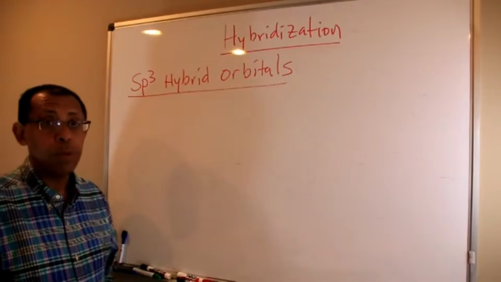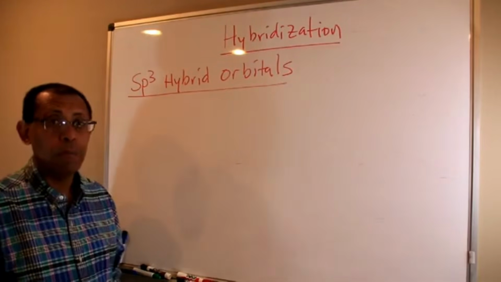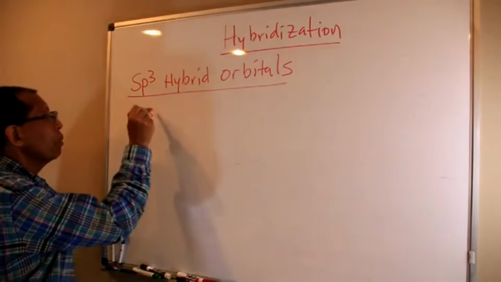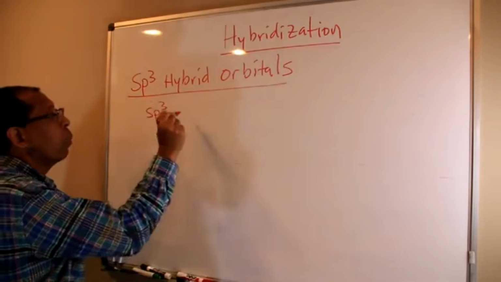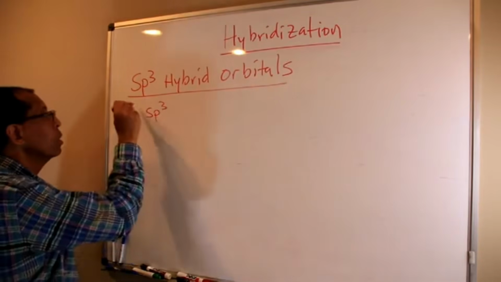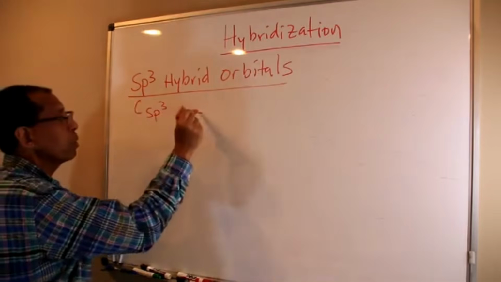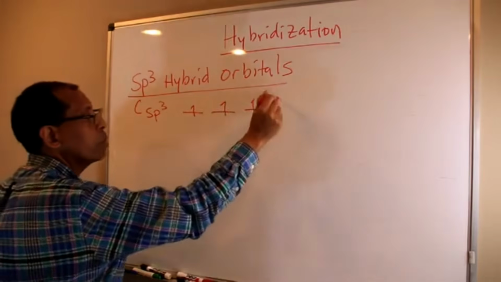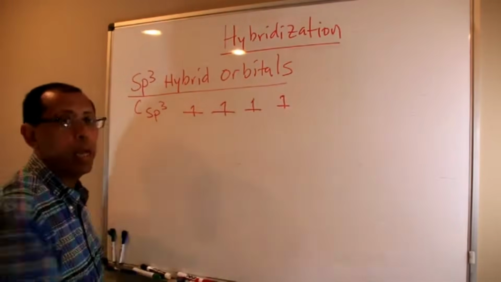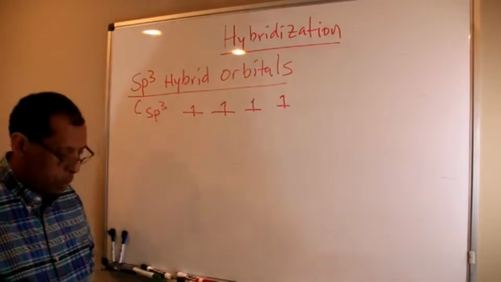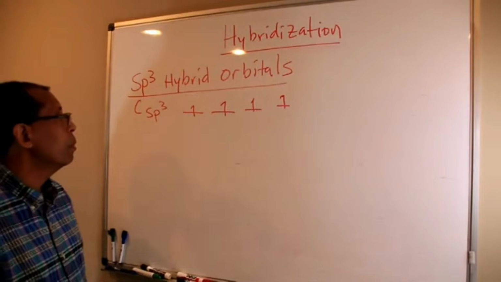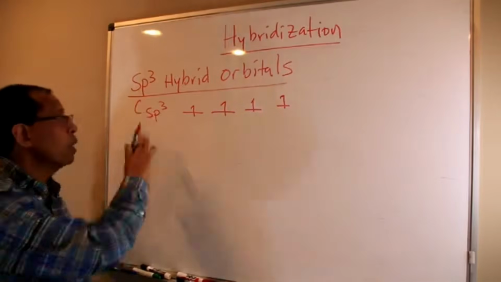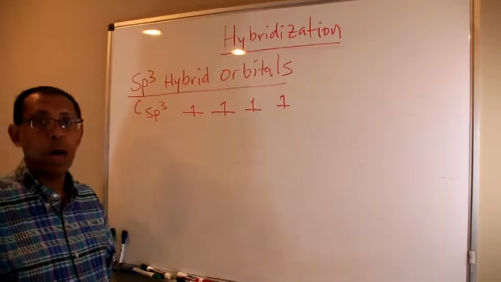Now we have the sp3 hybrid orbitals that are equivalent. As I already indicated, the 4 sp3 hybrid orbitals contain 1 electron each in carbon. Carbon with sp3 hybridized orbital looks like this. 4 of them are identical in energy, and each one of them contains 1 electron. So there are 4 of them. They are made of 1 s and 3 of the p orbitals. That's why they are called sp3 hybrid orbitals.